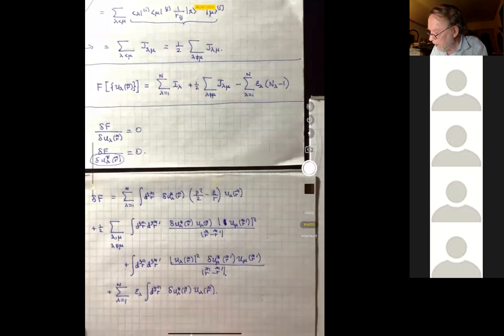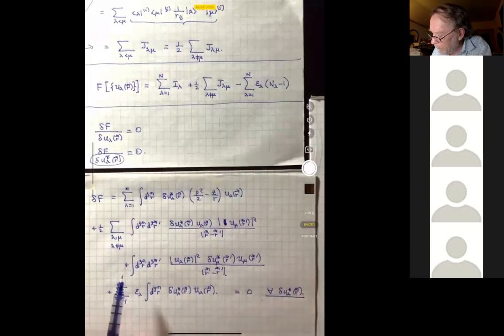Okay? And we want to demand that this equal 0 for all choices of delta U lambda star of r, for all lambdas and all values of r. These are the functions that we want to find that minimize the whole thing.